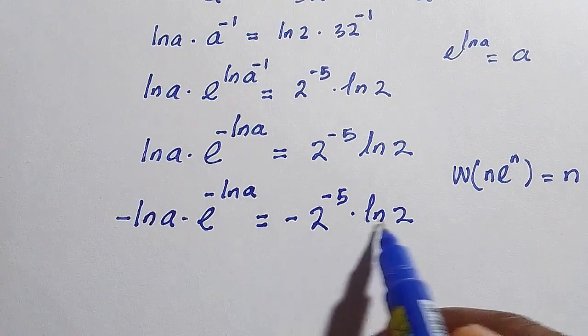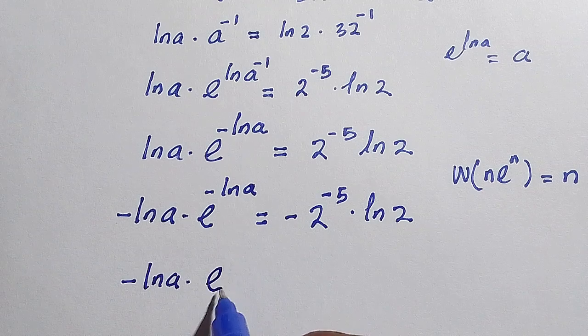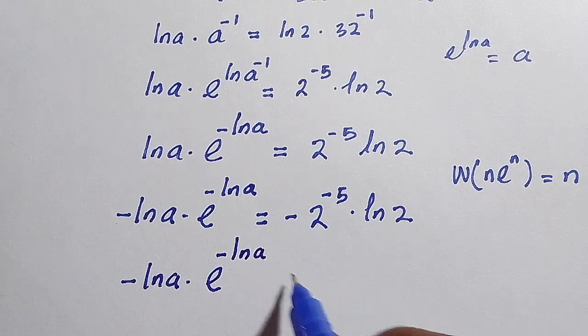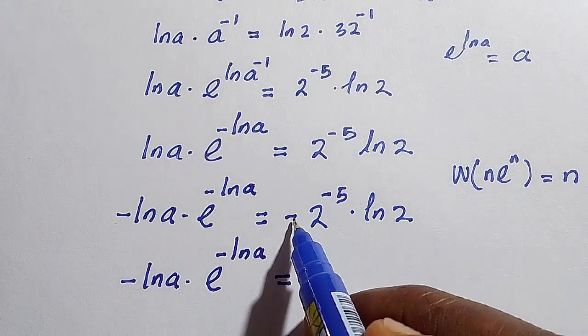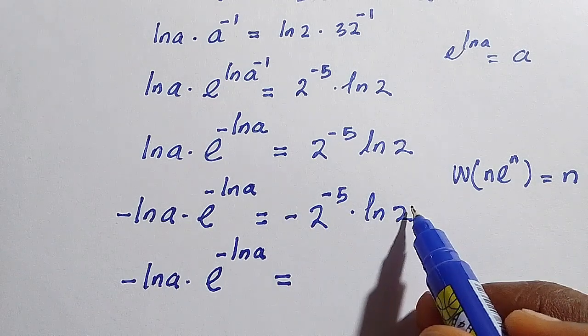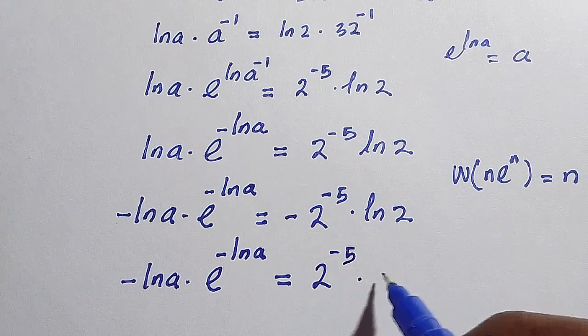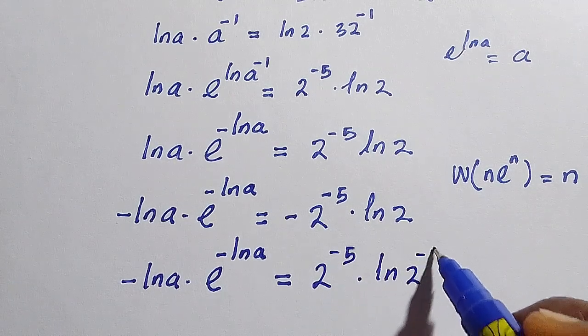So let's do something to this side. If this is minus ln a multiplied by e raised to the power of minus ln a, this equals, this is just like minus 1. And let's take this negative to the power of this 2. So here becomes 2 raised to the power of minus 5 multiplied by ln 2, raised to the power of minus 1.